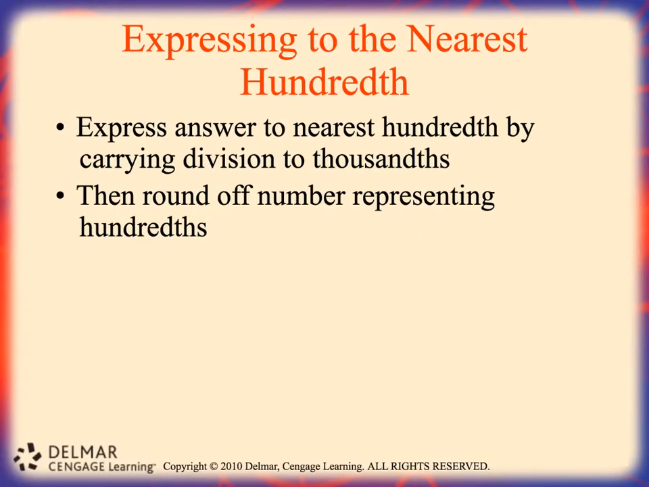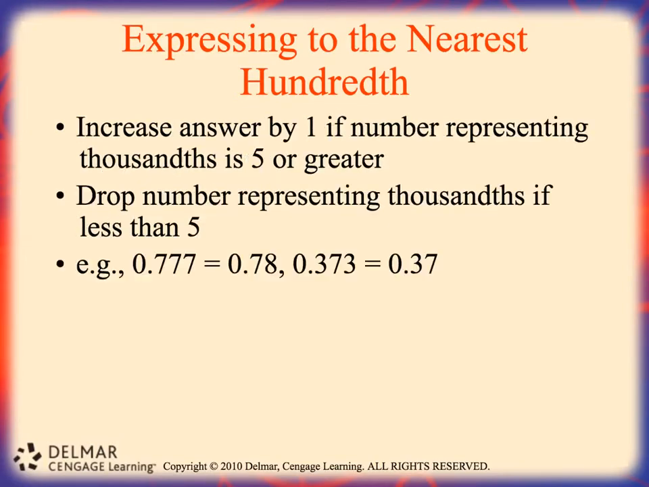When we're working with smaller dosages that are, say, less than a whole number, we often have to express the answer to the nearest 100ths. This means we carry it out a little bit further. We're going to carry it out to the 1000th, then we'll round off the number representing the hundredths. So here's an example. Again, using the same rounding rule, if we're rounding to 100ths and we carry it out to the thousandths place, our 7 is greater than 5, so we're going to change this 7 to an 8, and it will become 0.78 is our answer.